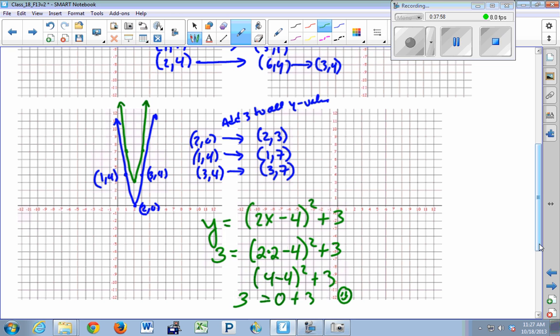Okay? So that's how you do your transformations. You take them one at a time. You can do tables. You can do whatever you want.